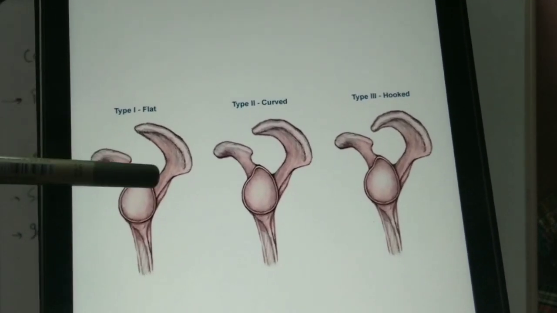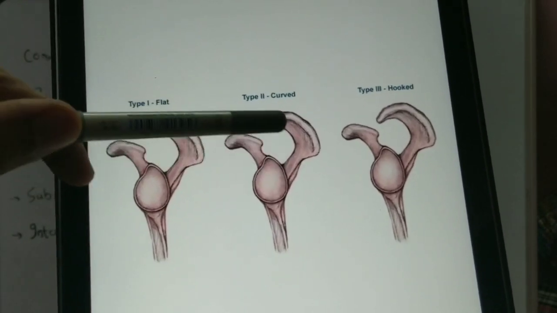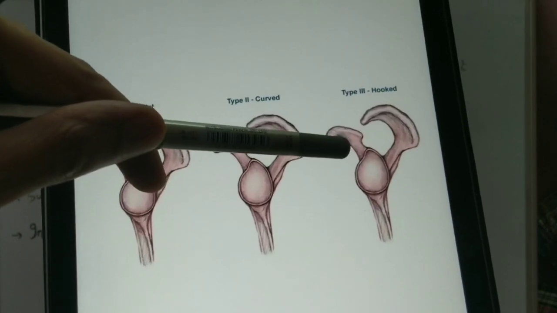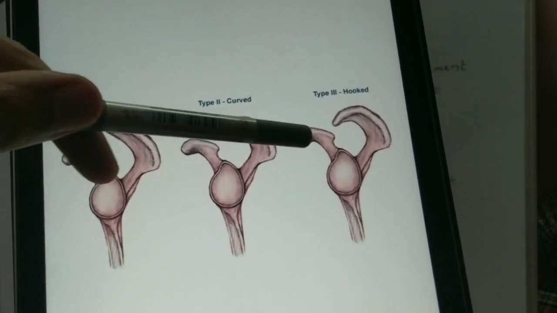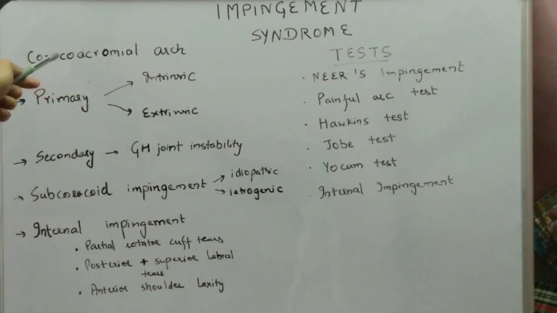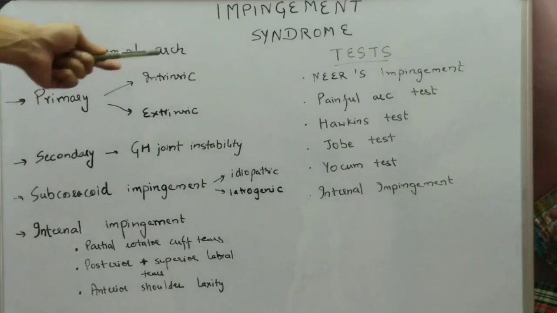Talking about the extrinsic type, we have three types of the acromion process. We have the type 1 flat type, where the undersurface is flat, type 2 which is curved, and type 3 which is hooked. Impingement syndrome is most commonly found in type 3, which is extrinsic primary subacromial impingement syndrome.